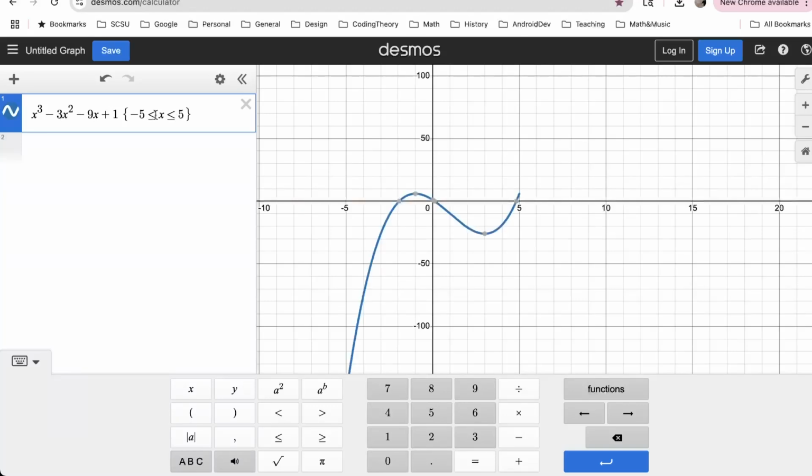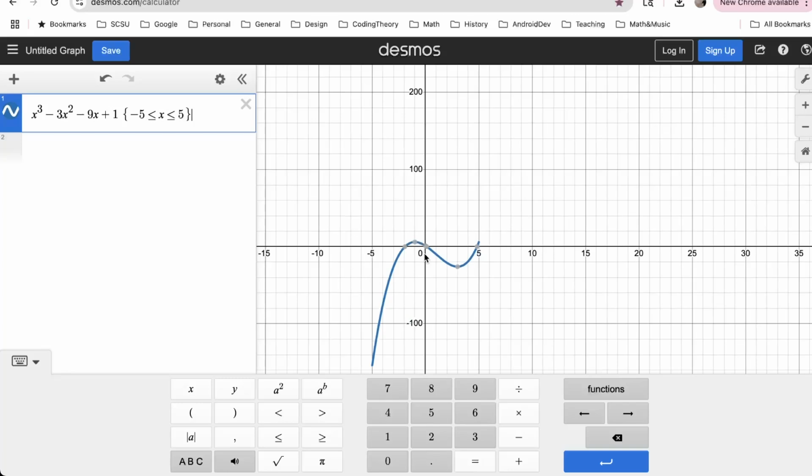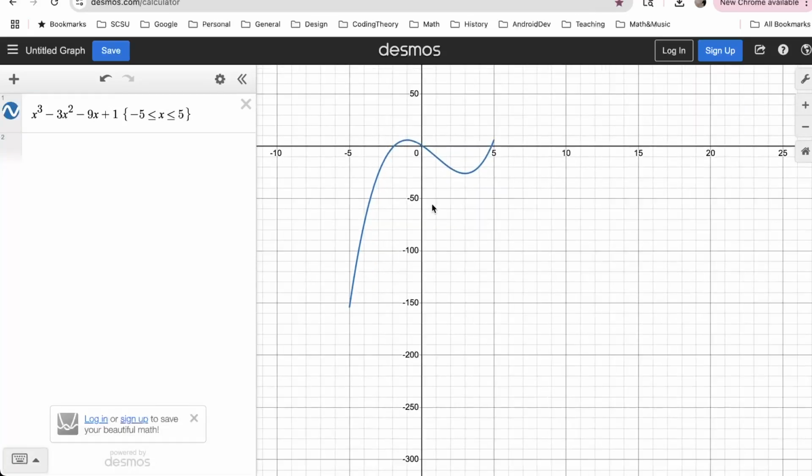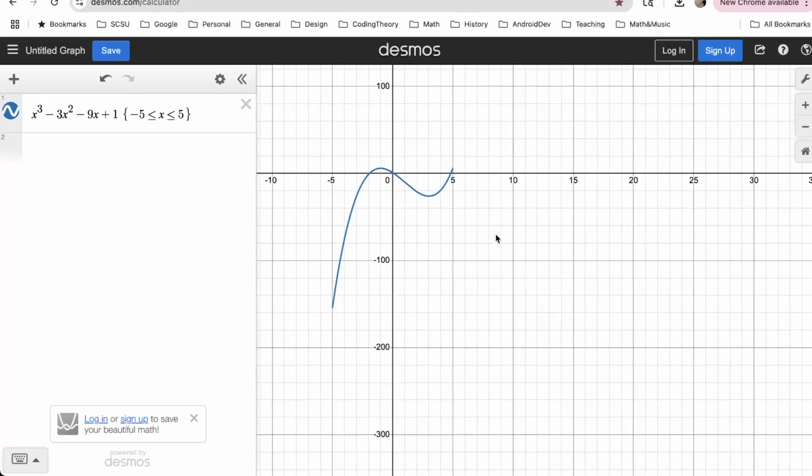And you see that we've only got part of the graph. Now, I kind of want to get this to the right zoom level so it more or less fills the screen. I guess that's as good as I can do.